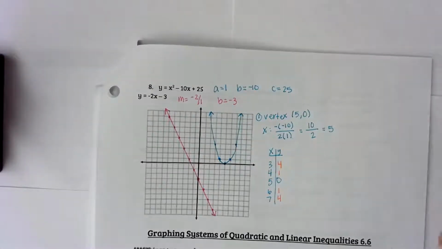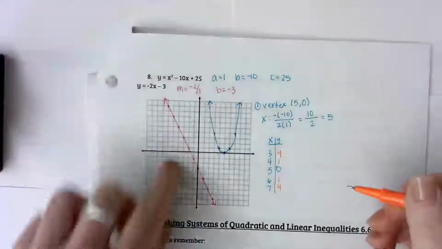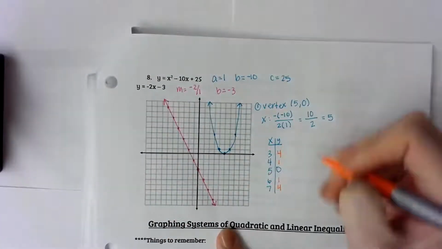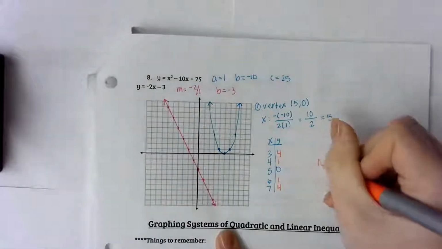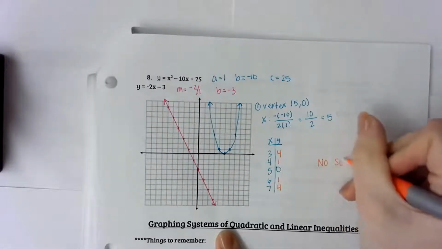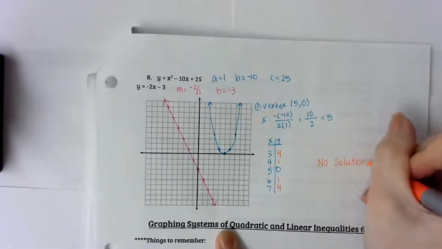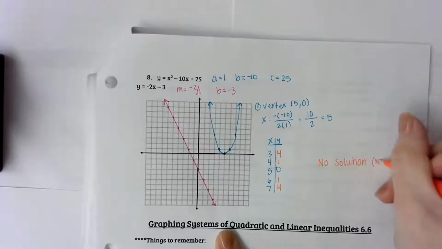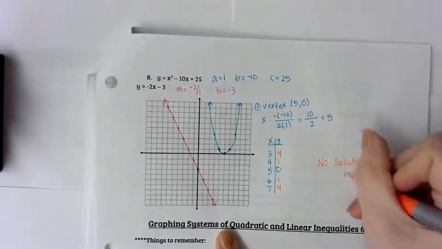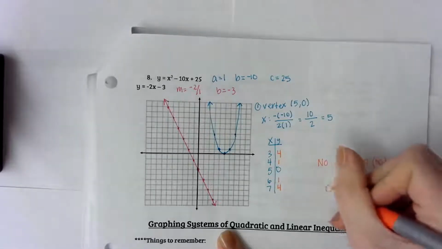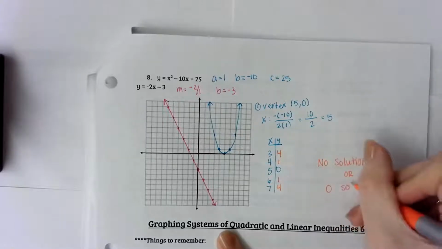Okay, so these ones aren't crossing at all, which means that this is no solution. If you want to write that as just NS, that's fine. Or you can say 0 solutions.